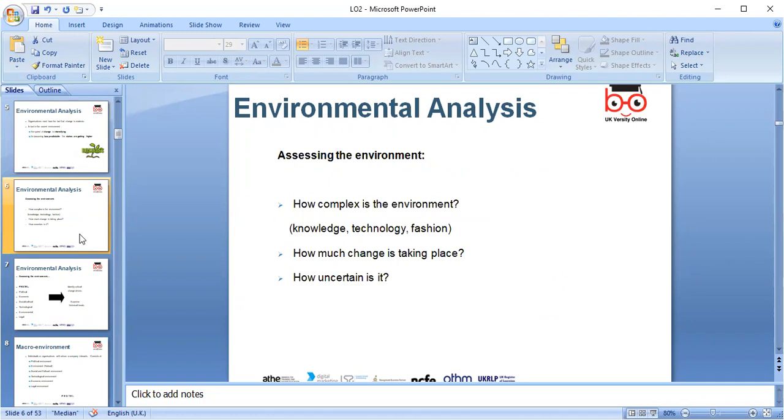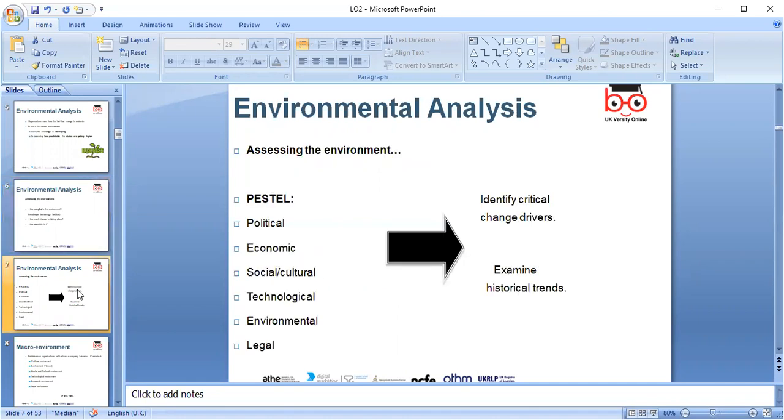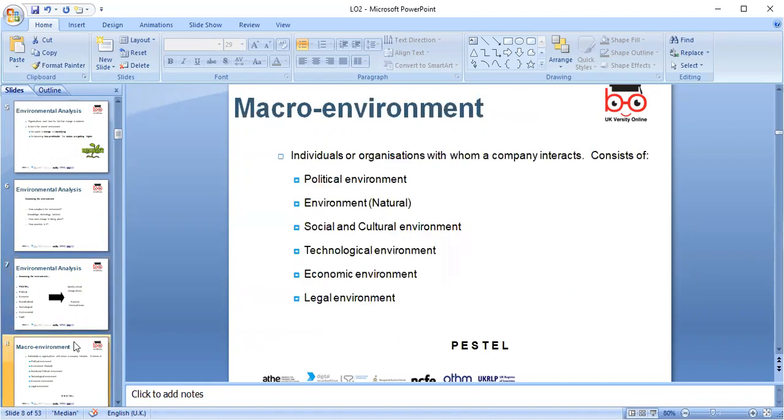So in environmental analysis, how complex is the environment, knowledge, technology, and fashion? How much change is taking place and how uncertain are we? When we say past political, economic, social, and technological environment, we can identify the change, the drivers, and examine the history of it.